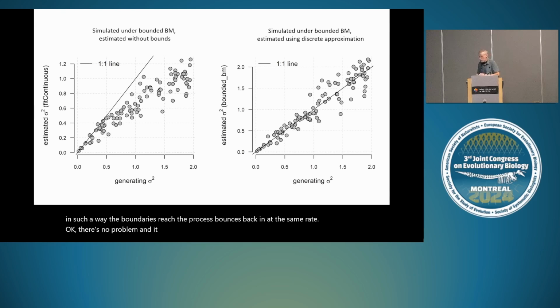And so these are values of sigma squared, the rate parameter, and on the left I'm showing values simulated under bounded Brownian motion and estimated with bounds. Predictably, we underestimate it, particularly as the value of sigma squared increases relative to a fixed set of bounds. And then on the right I show the estimated value of sigma squared compared to its generated value when estimated using the discrete approximation as implemented in phytools.